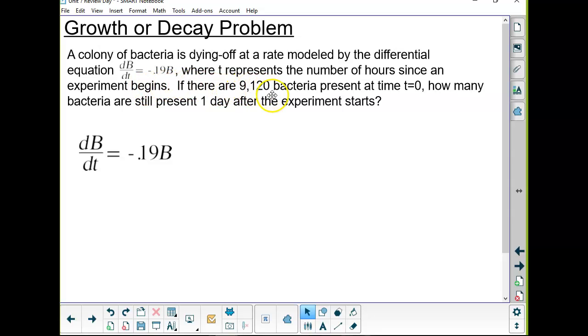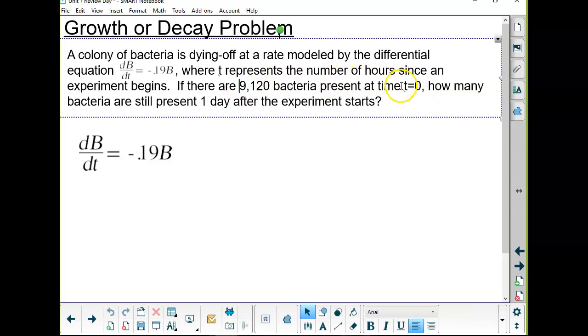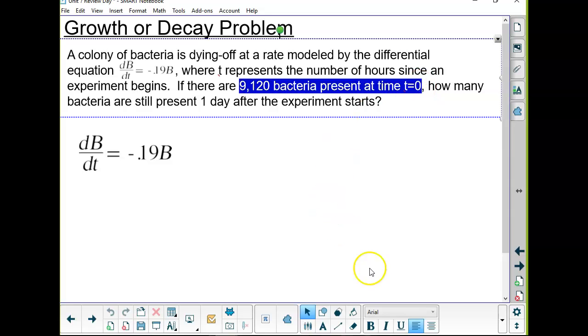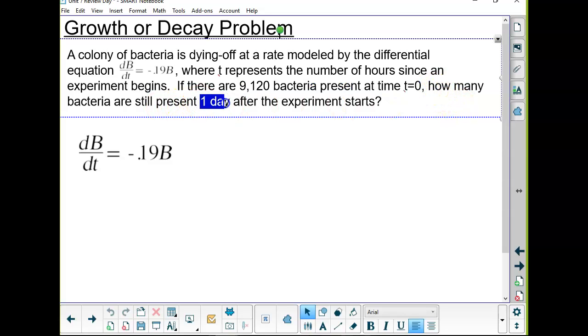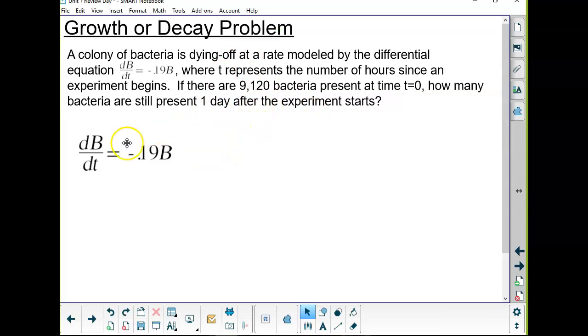If there are 9,120 bacteria present at time 0, notice this right here in the words is my description. That is my initial condition. Right? They tell that to you, but they don't give you the ordered pair. It's just written out in terms of words. And then the question is, how many bacteria are present after 1 day? Well, to do all this, we need to use the slope or the rate and undo it as if it was a differential equation, which it is. So really, another way to ask this question is find the particular solution.